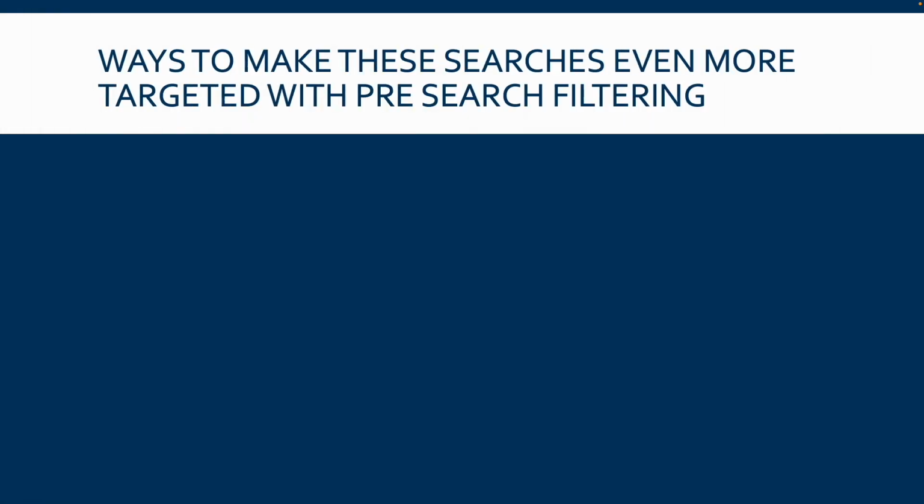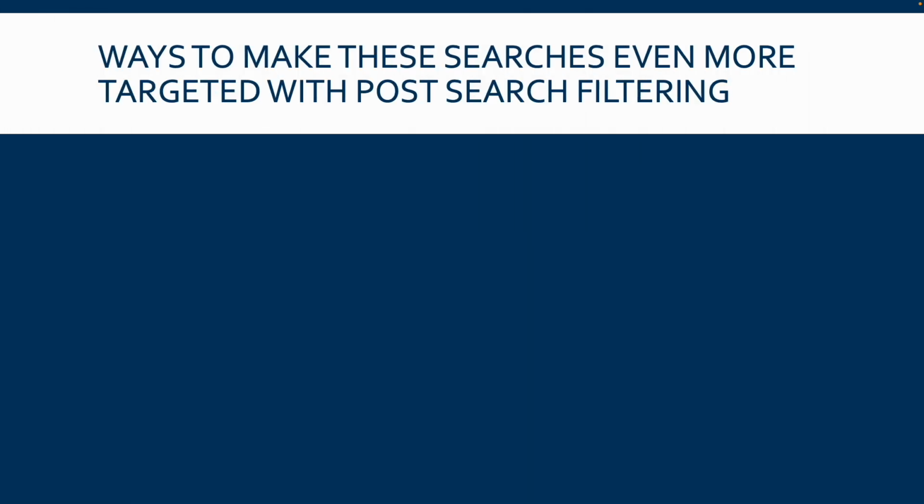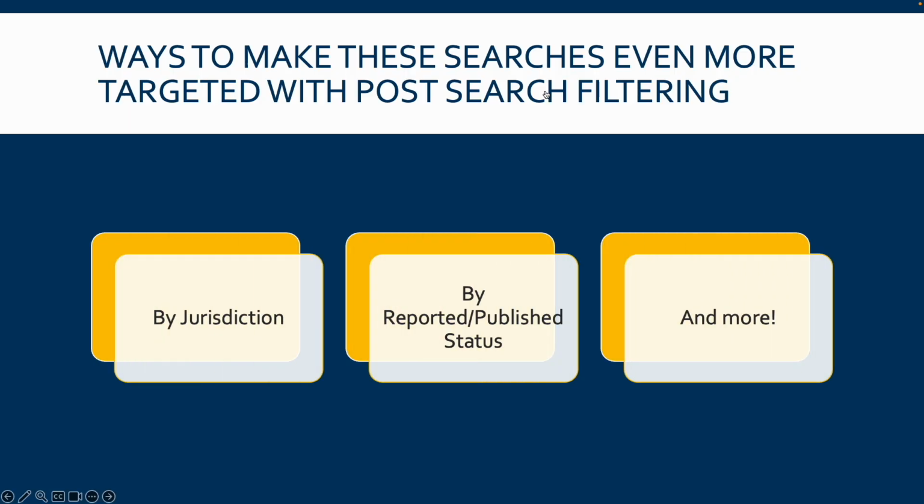Before we even start our searching with terms and connectors, we can make the search even more targeted by starting with the pre-search filters. We do this by selecting a database in Lexis or Westlaw, such as your jurisdiction, a topic or key number, or in the headnotes that you may have discovered in previous research steps you've taken. If you've already conducted a search, you can also use post-search filtering. By selecting the options on the left sidebar in Lexis or Westlaw, there are many to choose from, but good places to start are the jurisdiction, if you didn't select that as a pre-filter, and reported or published status.